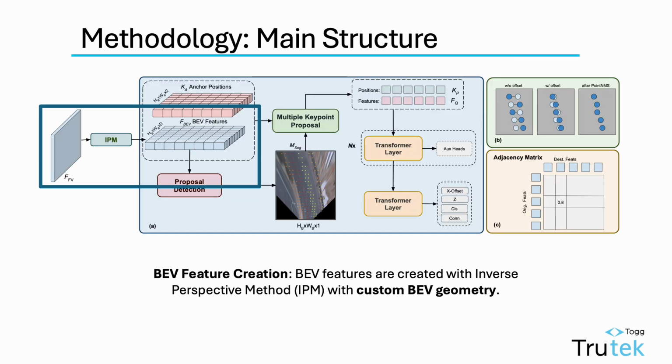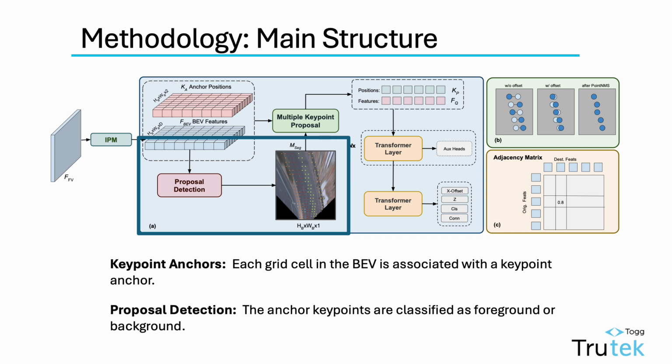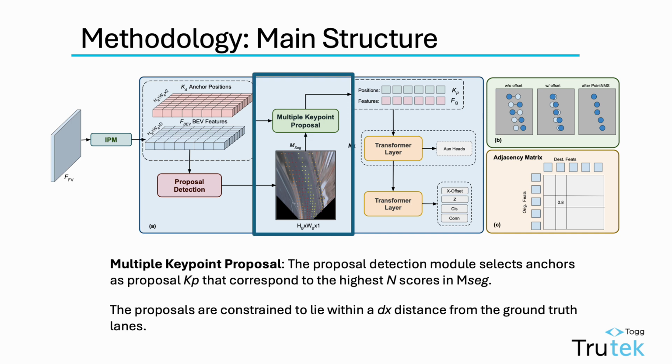Our methodology's main structure includes several key components. First, BEV feature creation. BEV features are created using the inverse perspective method with custom BEV geometry. Next, keypoint anchors. Each grid cell in the BEV is associated with a keypoint anchor, then proposal detection. The anchor keypoints are classified as foreground or background. Then we have multiple keypoint proposal.